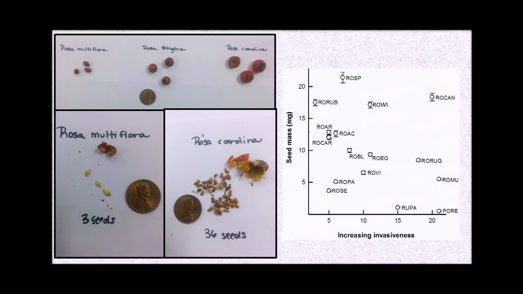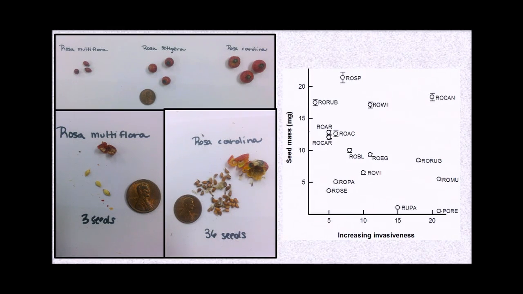And what you see is increasing invasiveness on the x-axis. So species toward the right are more invasive, like Rosa multiflora is. And species toward the left are less invasive, like many of our wonderful native roses, or like the roses that you grow in your garden. And then you see seed mass on the response axis. And we predicted, you remember, that there might be a relationship between these, and that the more invasive species would have smaller seeds. So we predicted a negative relationship between these two traits.